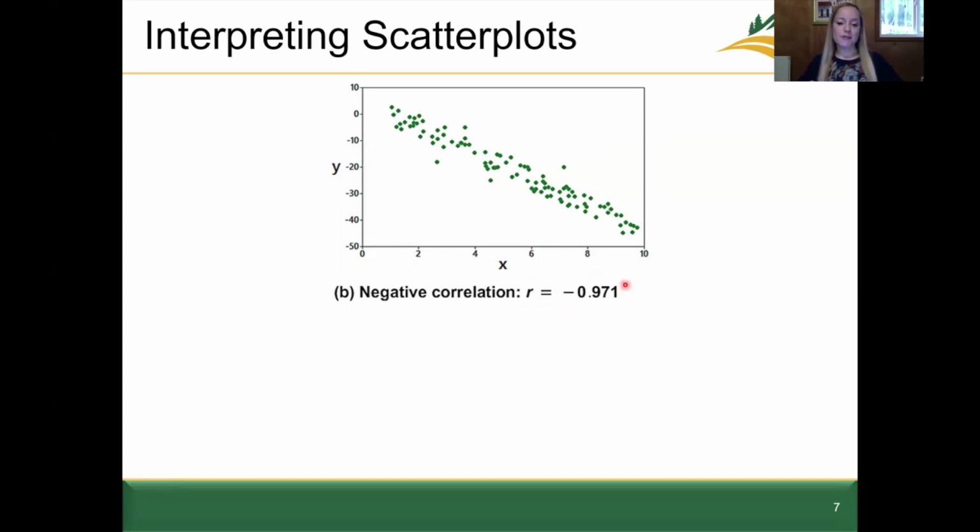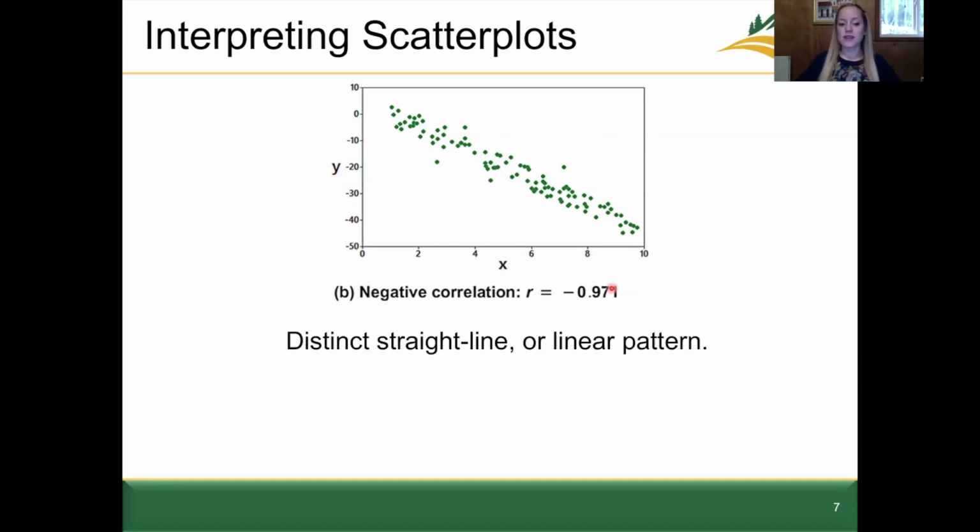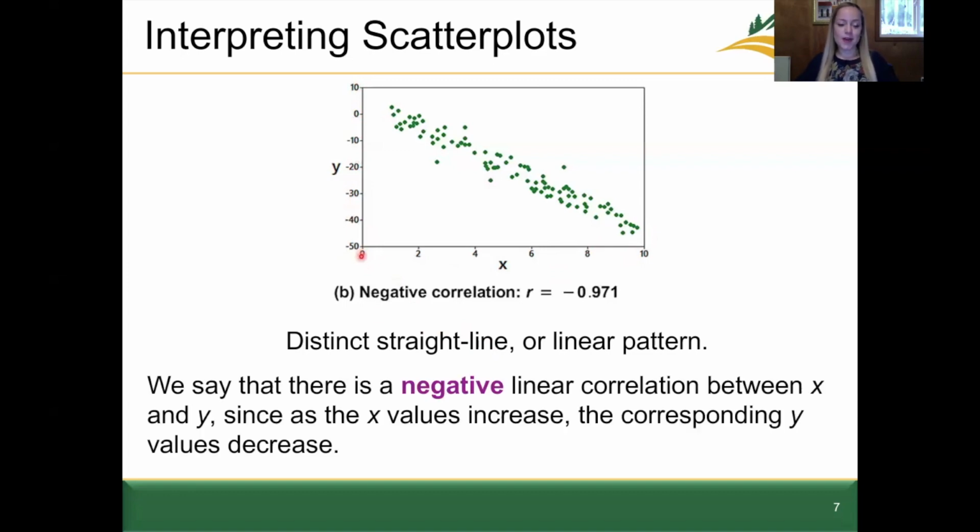So far with a positive correlation and a negative correlation, we still have this distinct straight line or linear pattern. For a positive correlation, we saw it kind of go towards the upper right of our data. For this negative correlation, we see the data sort of trends downward or to the bottom right of our graph. So because for a negative correlation, we see that as X values increase, our Y values actually decrease. This is why we say there is a negative linear correlation between X and Y. Again, because as X values increase, the corresponding Y value actually decreases.